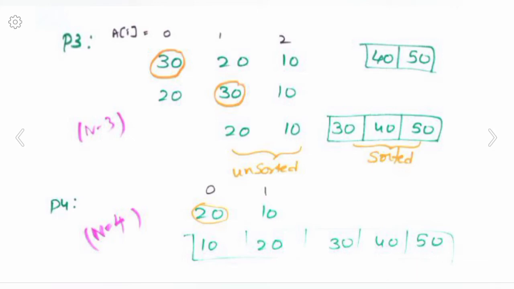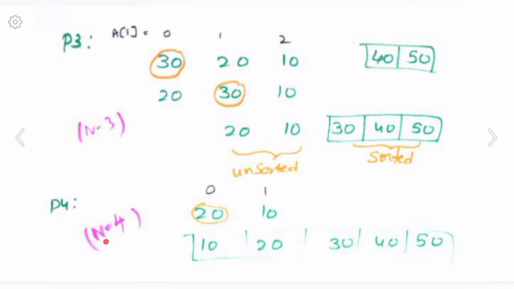Now 30 gets sorted here and joins the sorted list. Now 20 and 10 are the unsorted elements. In pass 3, only 2 comparisons are done here: 30 to 20 and 30 to 10. We are comparing with the 2 elements only. So we have 2 comparisons and 2 swappings here.